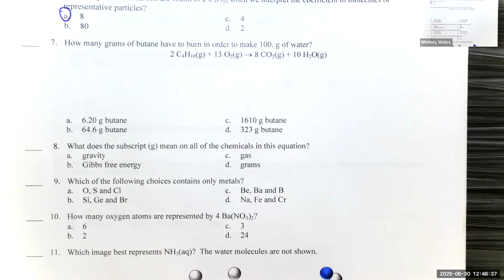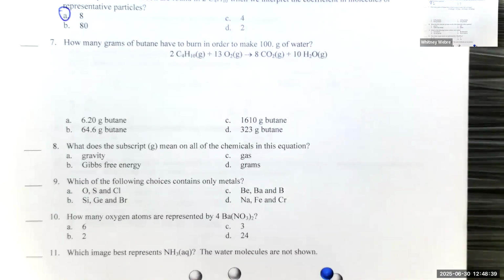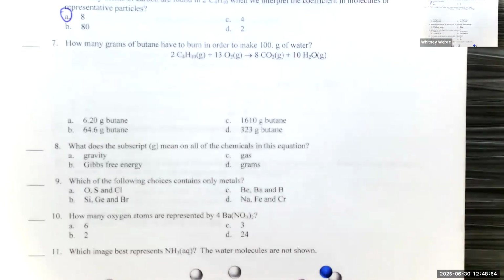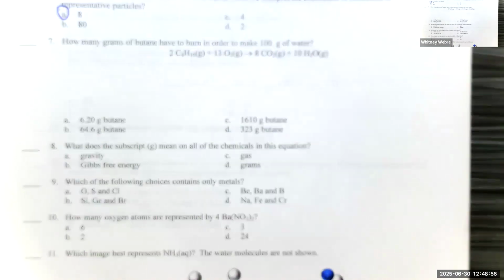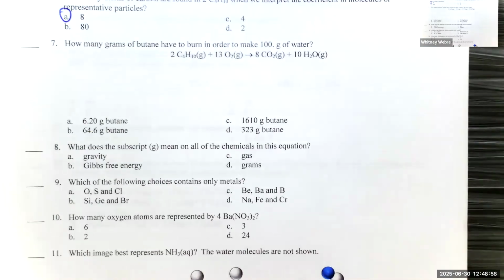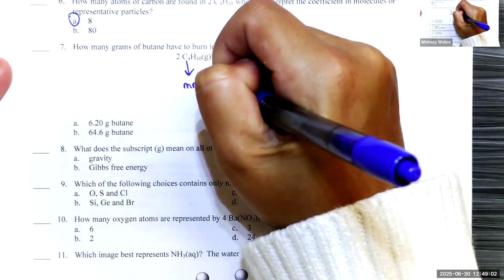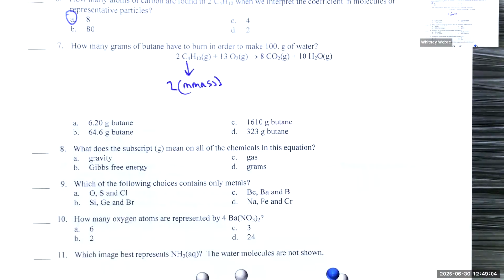All right, number 7, how many grams of butane have to burn in order to make 100 grams of water? So this one is more of an estimation, like, okay, if I want to do this, what do I need to do? But it's the same type of setup. We're going from grams to grams. So I'm going to do what I did before, using the mole triangle, I need the molecular weight of butane, but I want to make sure I bring that stoichiometry down with it.